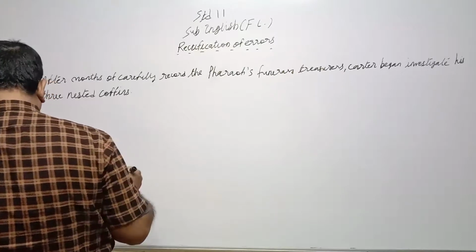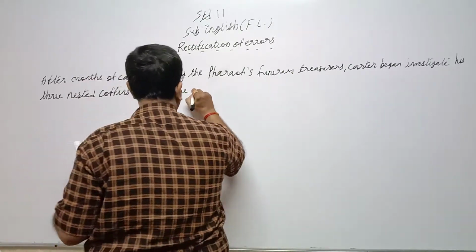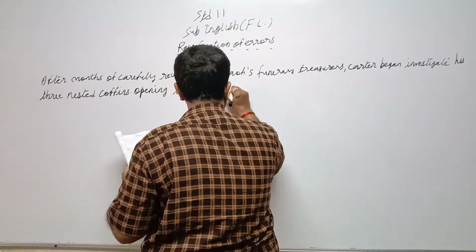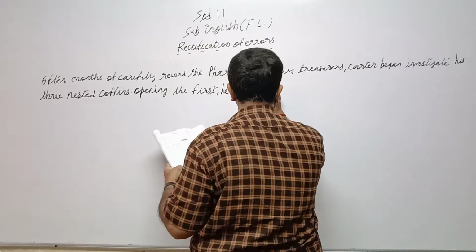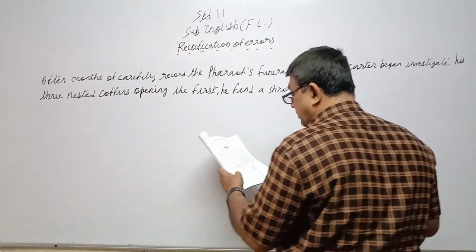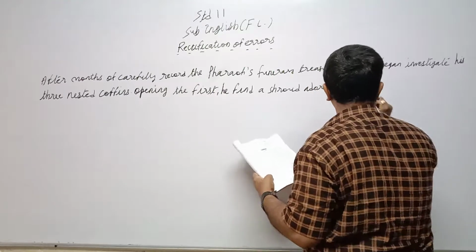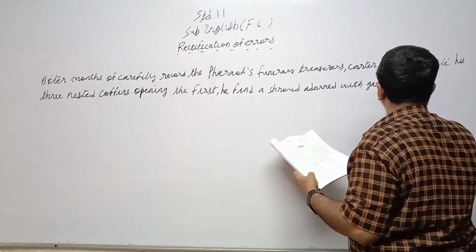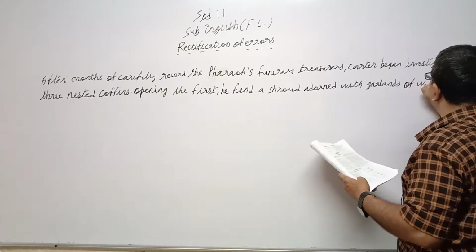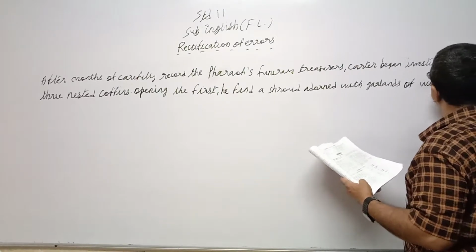Opening the first, he find a shroud adorned with garlands of willow and olive leaf.